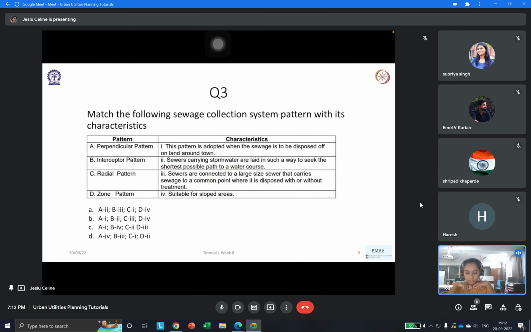So question 3 asks, match the following sewage collection system pattern with its characteristics. May I request Harish to take this question? Do you want to attempt this? No, ma'am. Okay. Just now I joined, so I'm just trying to understand what is happening. Okay, okay. Yeah, so I think Harish and Shripad, because I don't think I've seen you in the previous classes.